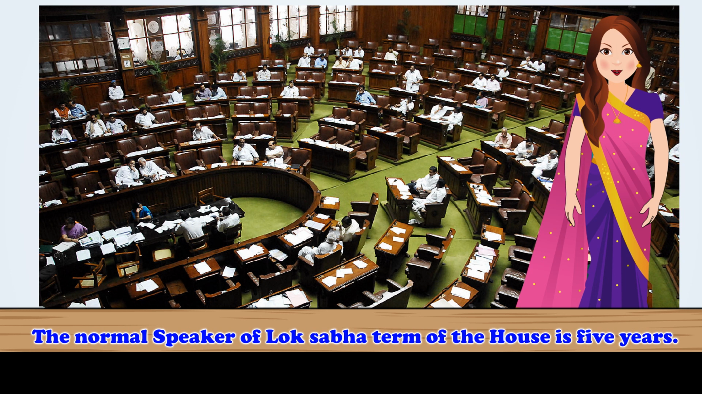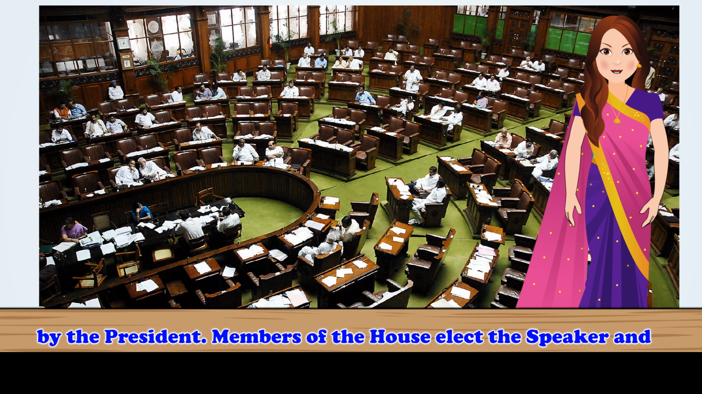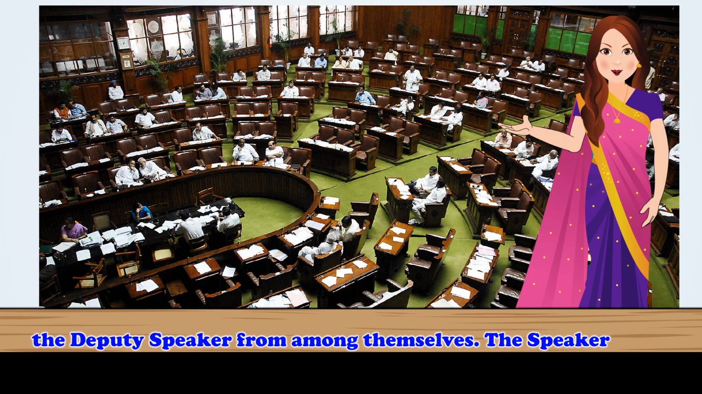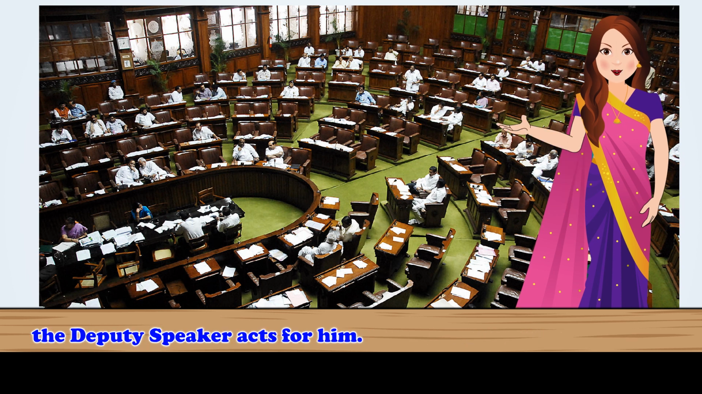The normal term of the House is 5 years. The House can, however, be dissolved earlier by the President. Members of the House elect the Speaker and the Deputy Speaker from among themselves. The Speaker acts as the presiding officer of the House, and in his absence, the Deputy Speaker acts for him.